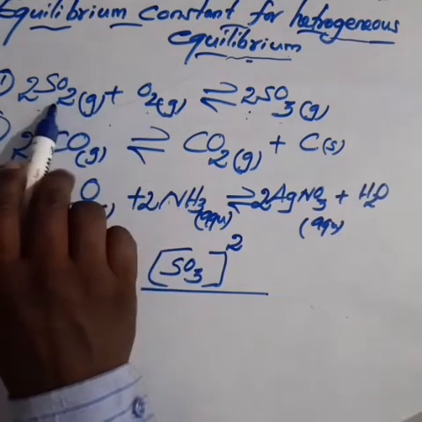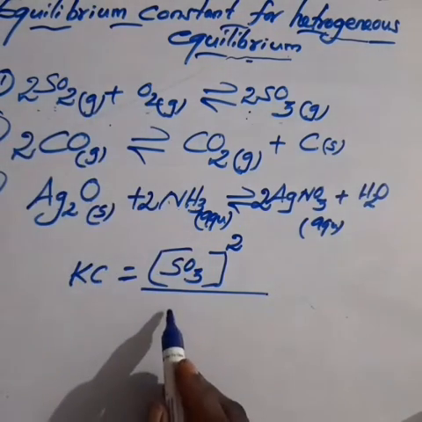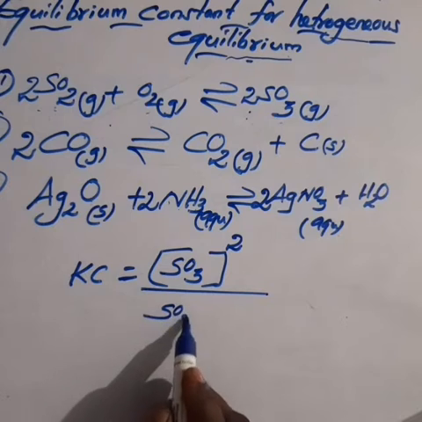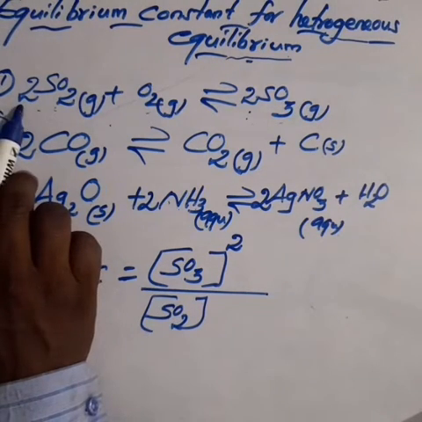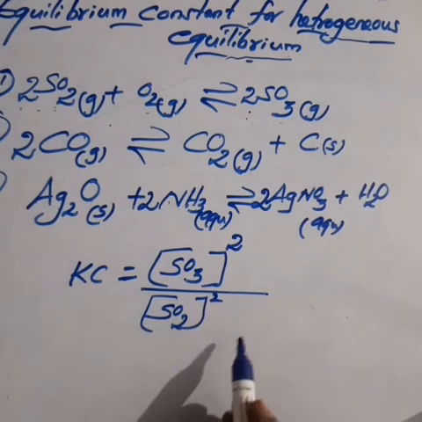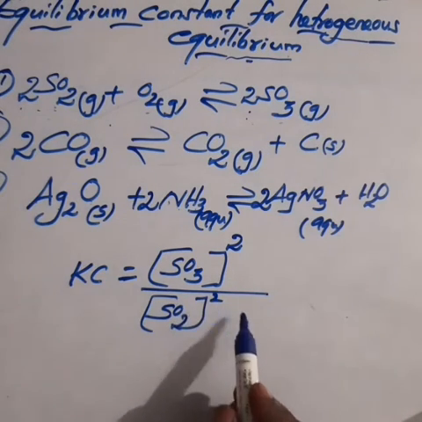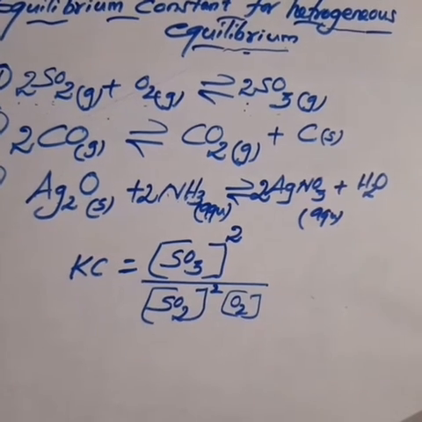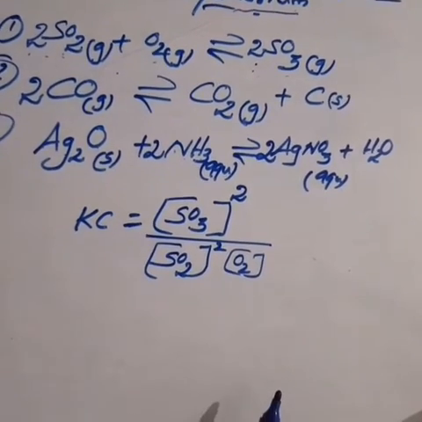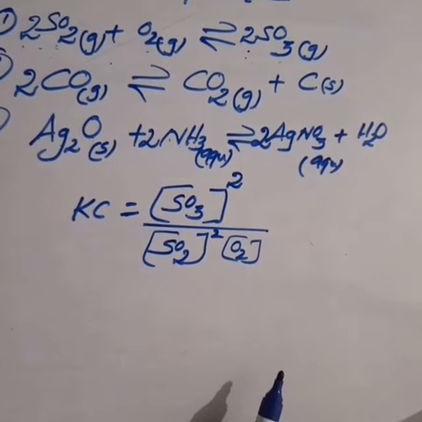Next come to the reactants. Which are the reactants here? SO2 and O2. So we write SO2. Here also the stoichiometric coefficient is 2, the number of moles is 2, so SO2 to the power 2, and oxygen O2, the active mass of O2, otherwise the concentration of O2.